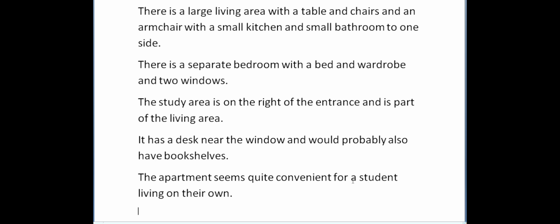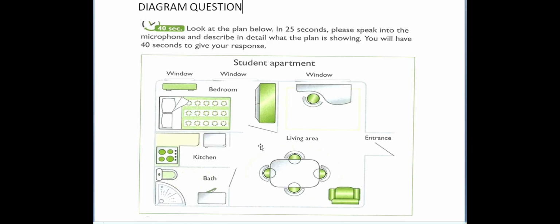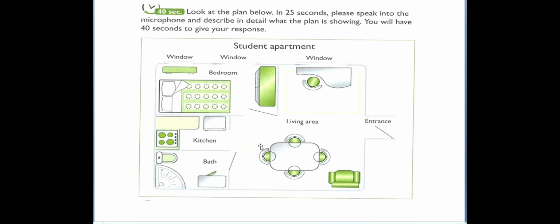A student. Again, noun phrase. So article and a noun. A student living on their own. If they want to live on their own, they have all the facilities. As we can see, the student room has a study area, the sleeping place, the kitchen. So all the facilities with good ventilation.